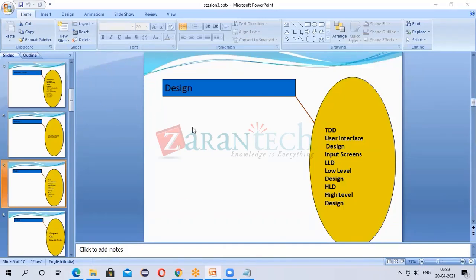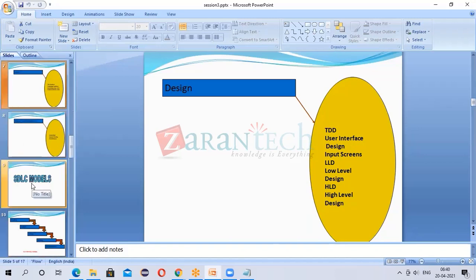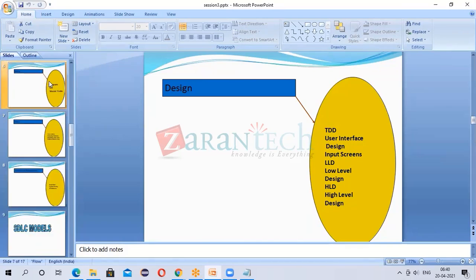So what is it displaying? Design. Designing is done. Analysis done, feasibility done, designing done, and then next we'll go for coding.